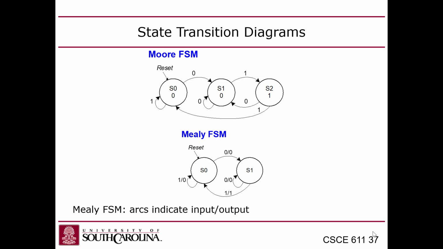So in this case, if I'm in S1 and I get a 0, I want to stay in that state and output 0. And if I get a 1, then I can output a 1 right away. And in the next state, I'll go back to reset. That one's harder to conceptualize, I think.